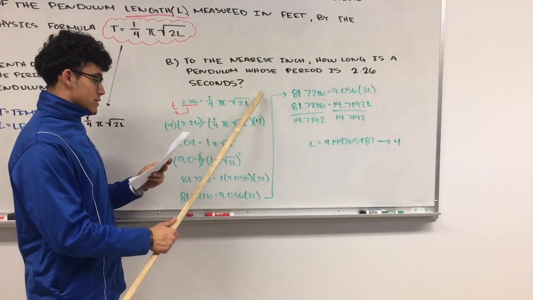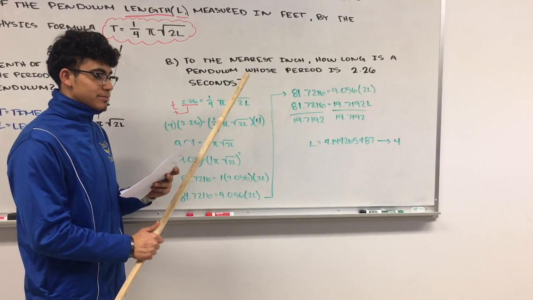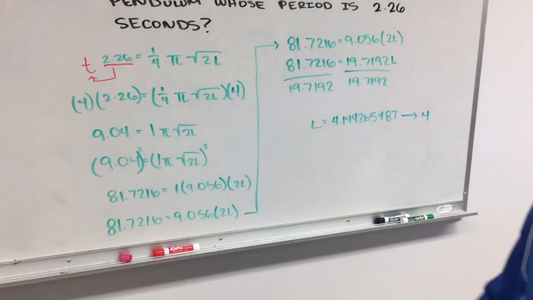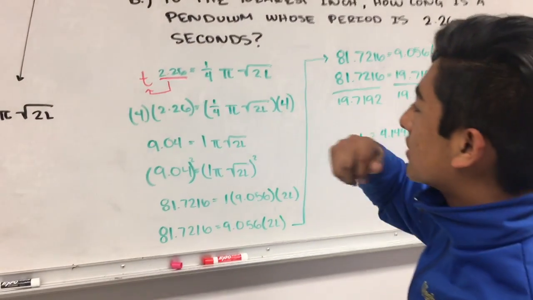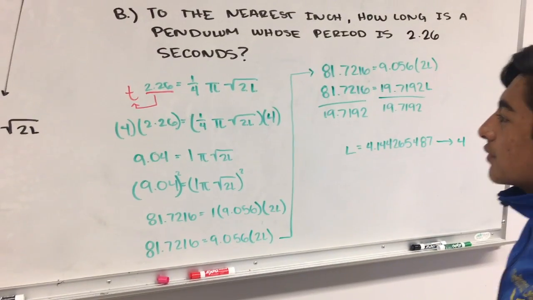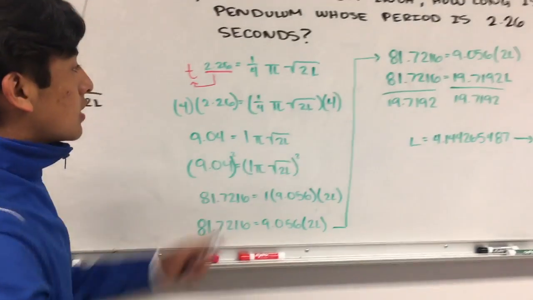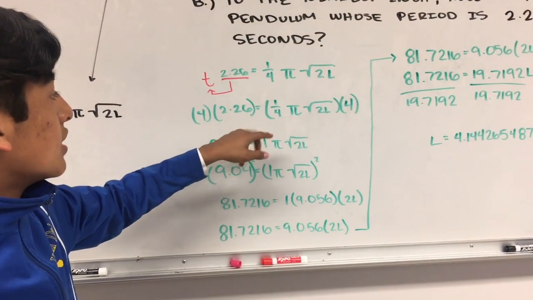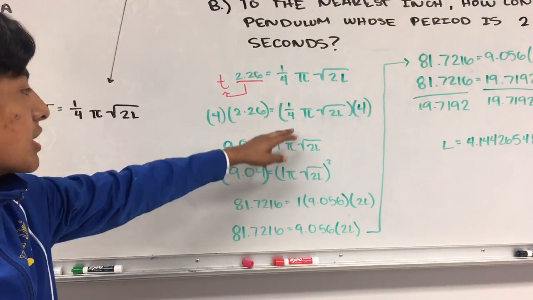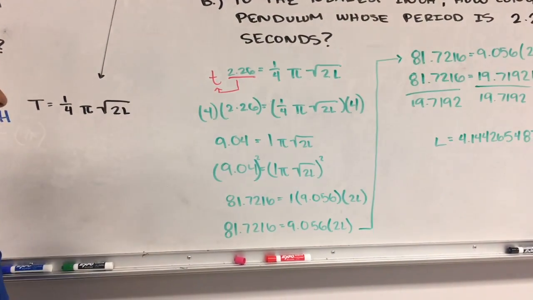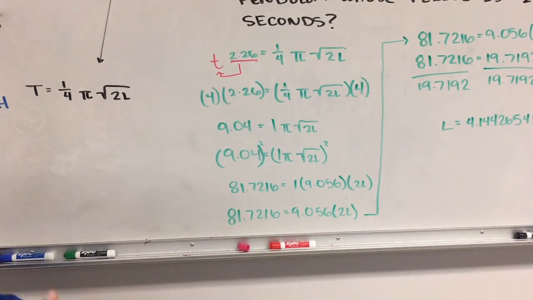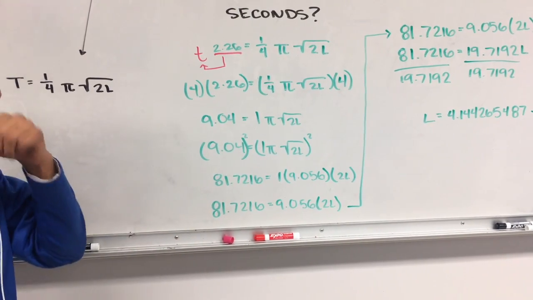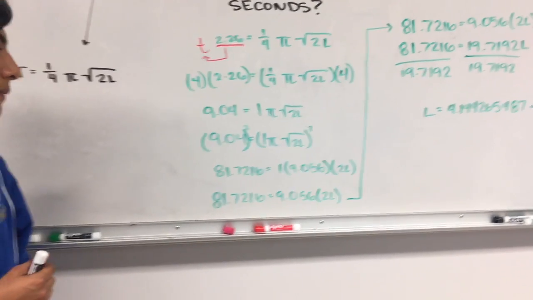Part B of the question asks, to the nearest inch, how long is a pendulum whose period is 2.26 seconds? So what we did was we plugged in T, which is 2.26, into the equation, and we get 2.26 equals 1/4 times pi square root of 2L. We multiply that by 4 to get rid of the 4 in the denominator, and we multiply the 4 to the other side as well. So we multiply 4 by 2.26, we get 9.04 equals 1 pi square root of 2L.